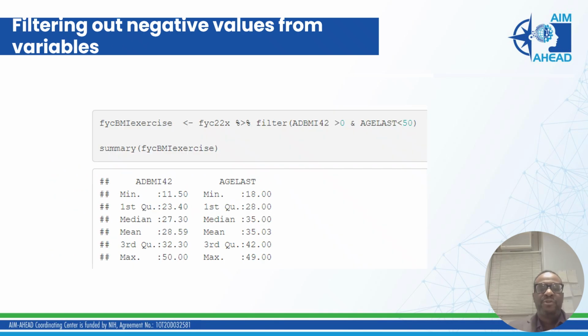We apply a filter to remove the negative values from the BMI. When we perform a summary of the filtered data set, we are able to see that all of the negative values for BMI have been removed.